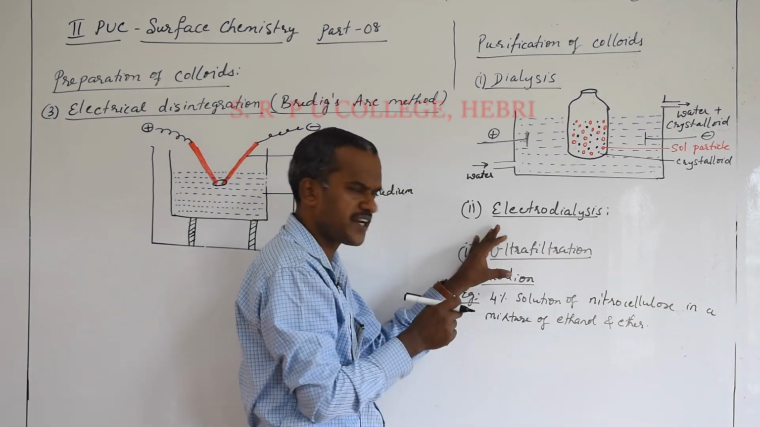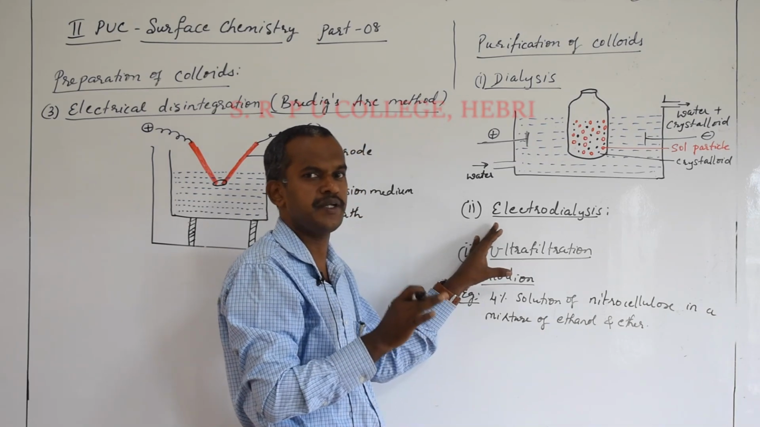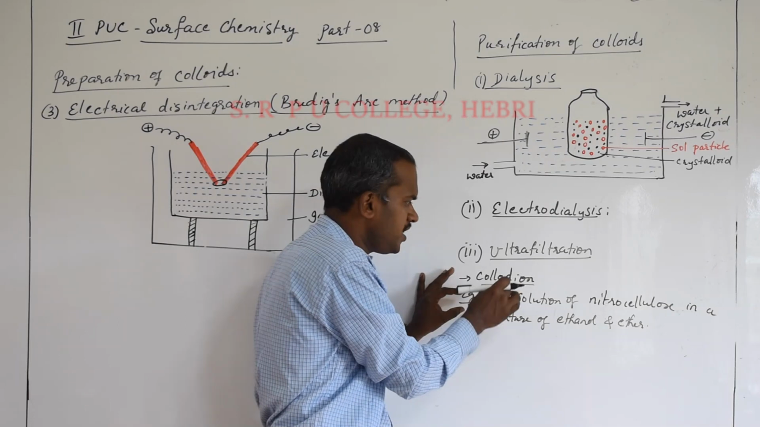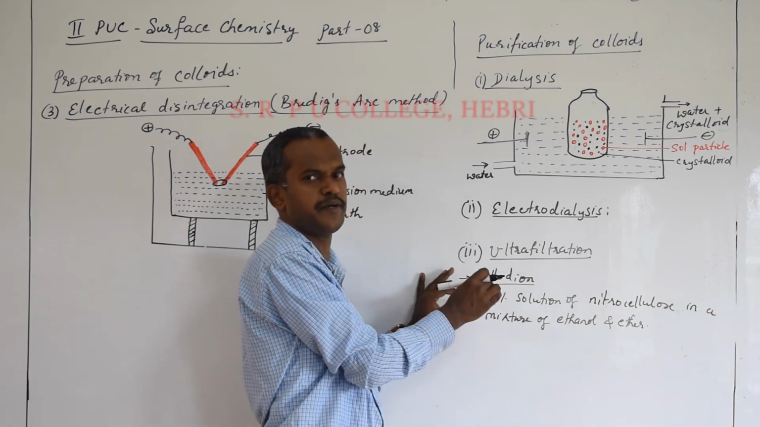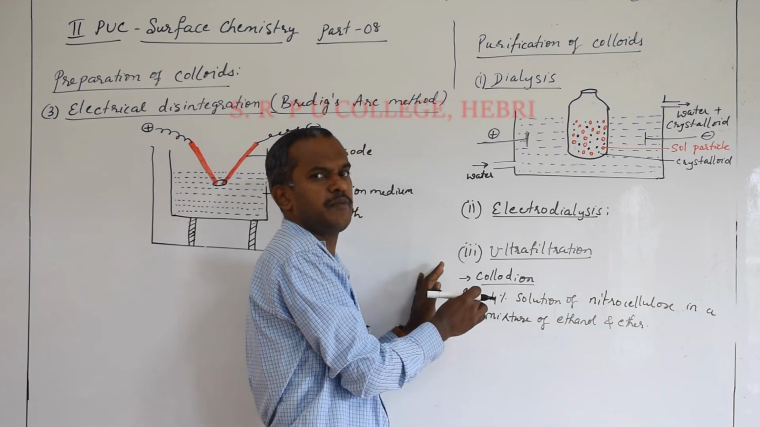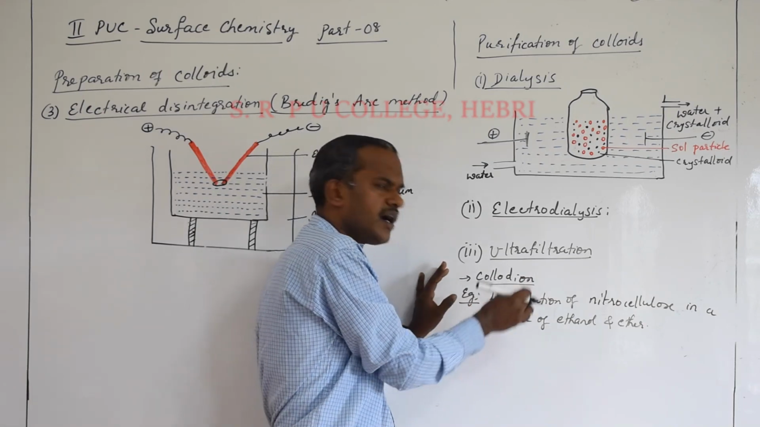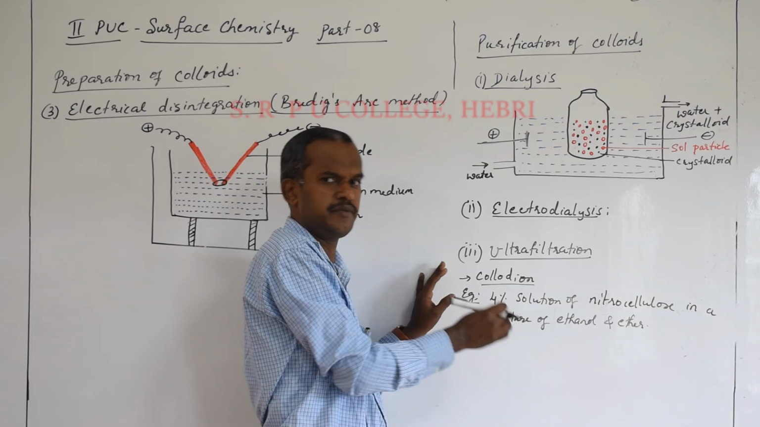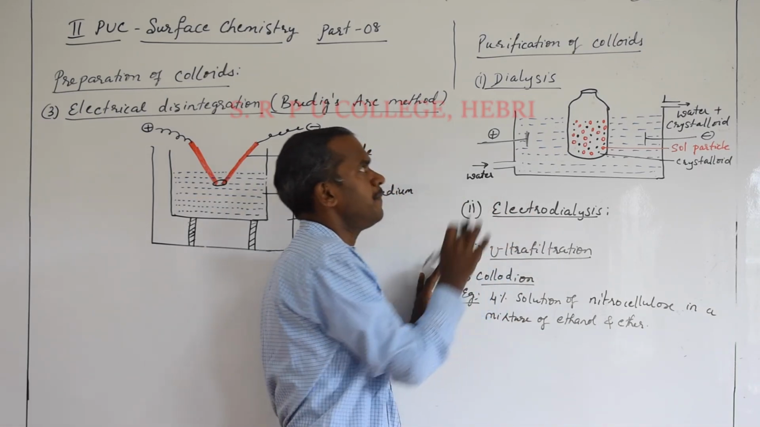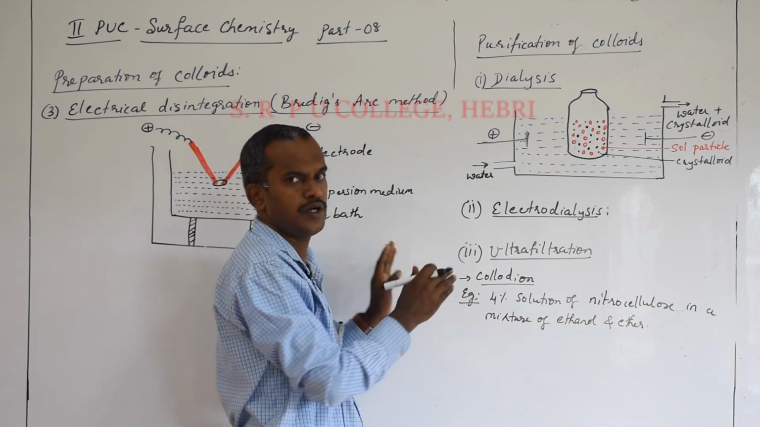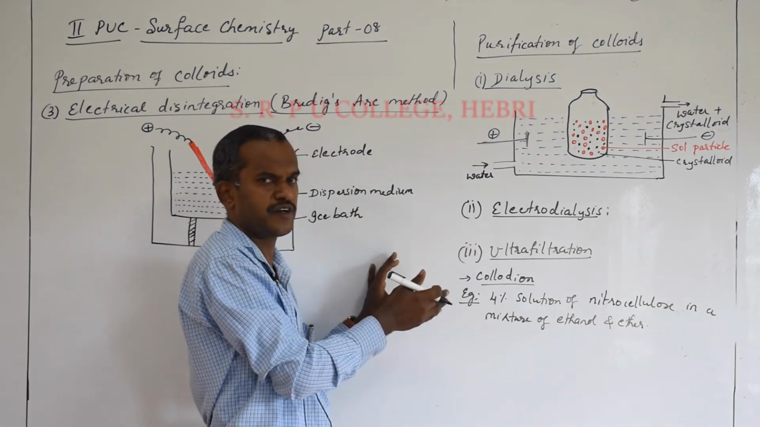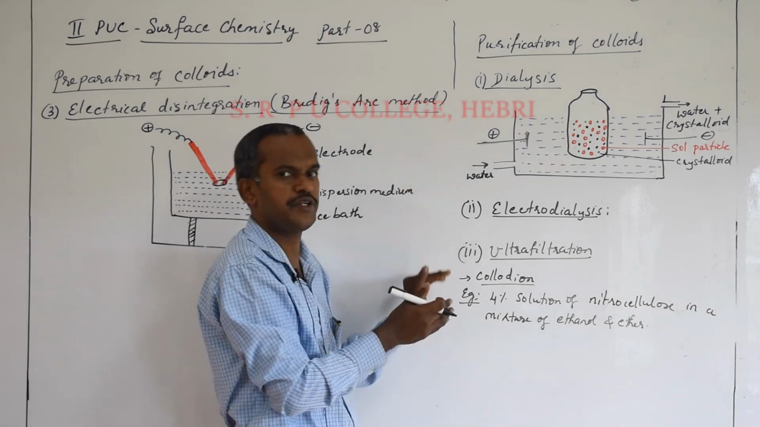Okay, so ultrafiltration is also similar to filtration, but here we use some chemical substance to decrease the pore size of the membrane so that only the colloidal sized particles will be left over on the membrane. All other very small sized particles, the dissolved particles, diffuse through the membrane, making the pure colloid. So till now we understood the different methods of preparation of colloids and purification of colloids.